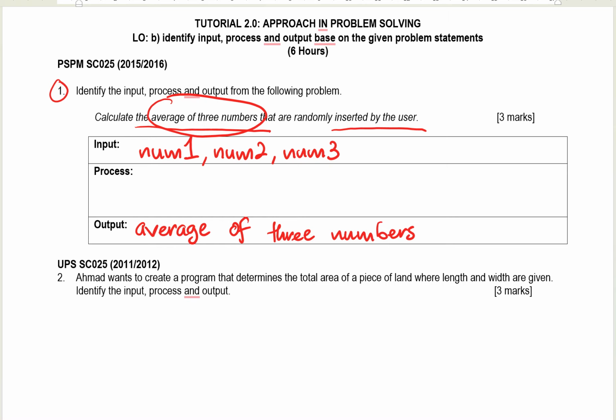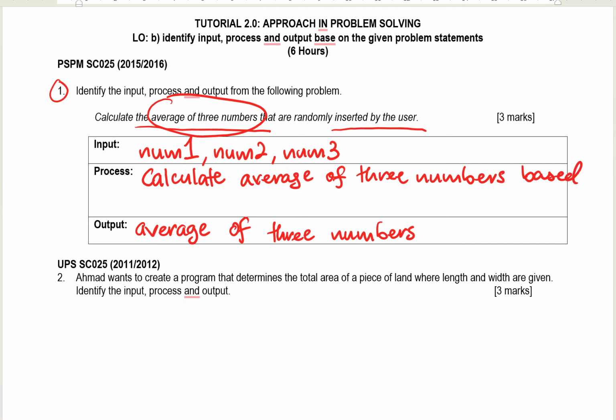And how about the process? So the process is you are going to calculate. So what is your output? Average of three numbers. So based on your input. So what is your input? Num1, num2 and num3. Okay, in the process you can use the word and, but in input you cannot use the word and. You have to separate by comma.